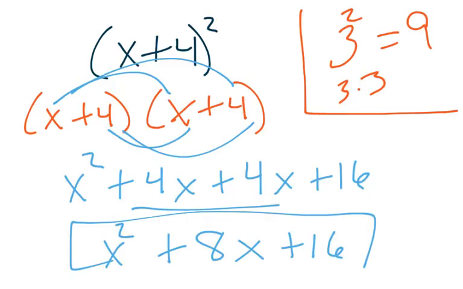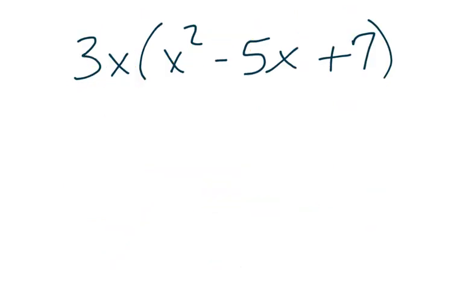If I go back to the one that we had just done, square the first term, x squared, it's a plus. 2 times 4 is 8 times x is 8x plus 4 squared is 16. Same thing as what we got. Just a shortcut if you like to use those.